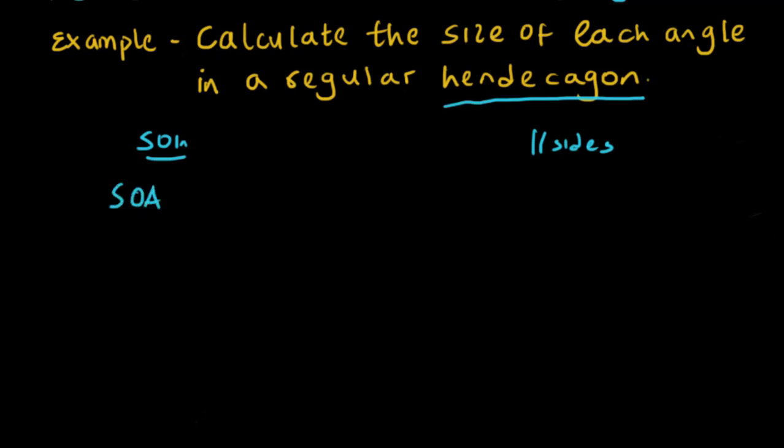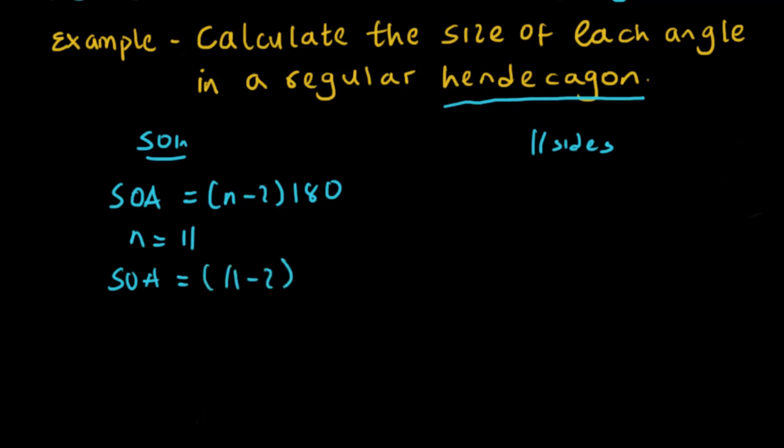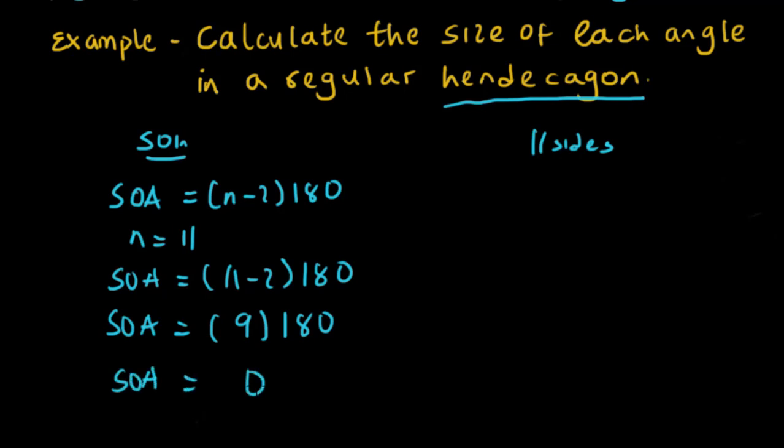So we have the formula equals n minus 2 times 180. Now in this case, n equals 11, which means the sum of interior angles equals 11 minus 2 times 180. 11 minus 2 is 9, times 180, which means the sum of interior angles equals 9 times 0 is 0. 9 times 8 is 72, 2 carries 7, 9 times 1 is 9, plus 7 is 16. So we have the sum of interior angles in an endecagon is 1620 degrees.